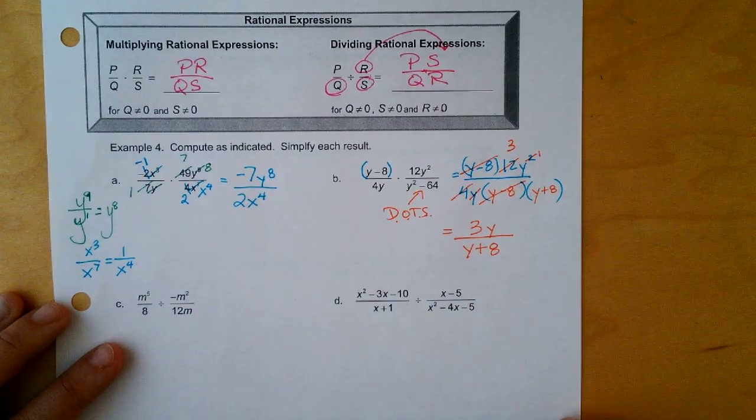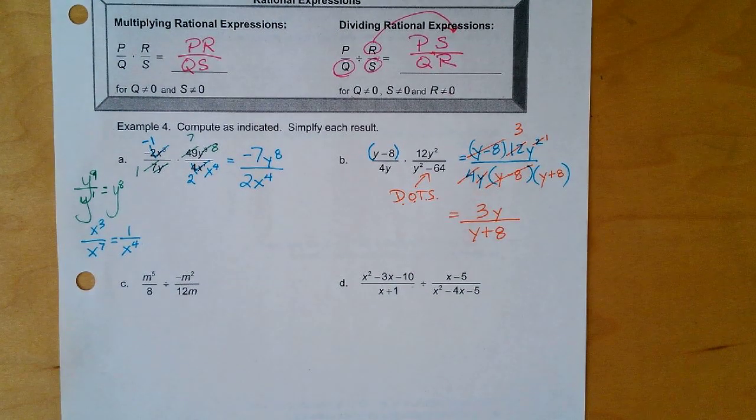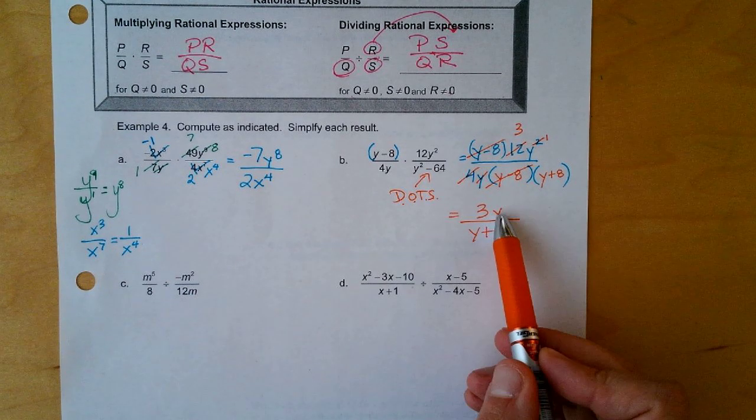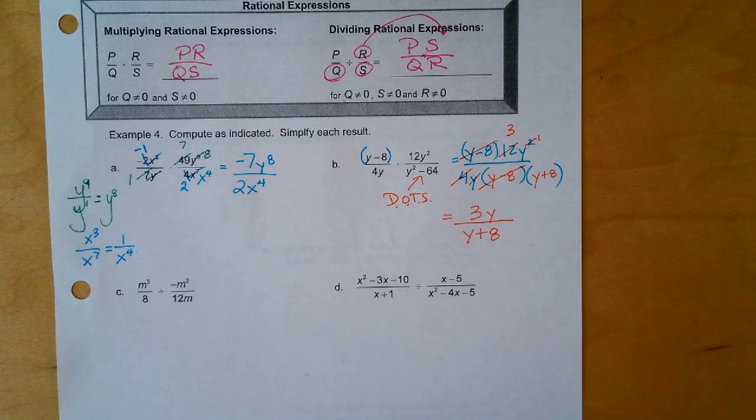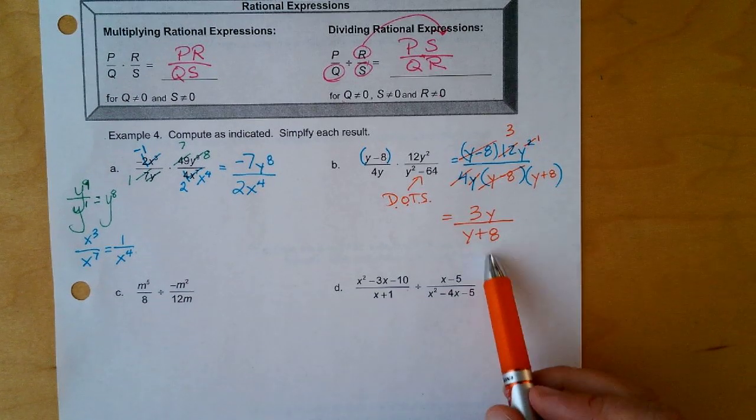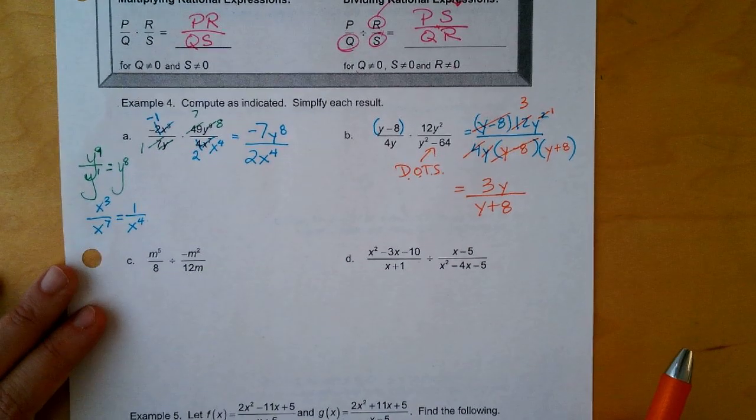Now that question might come up again. Can I reduce the y's? No, because this one is being added and this one's being multiplied. If that y was able to factor out and multiply, then we could reduce it. Okay, let's look at the next one.